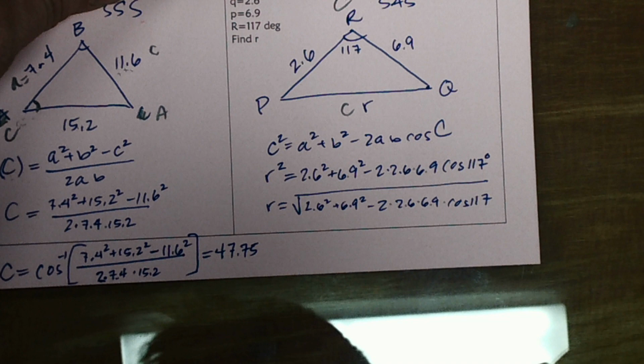This one doesn't need any fancy parentheses. 6, 9, cosine 117. All right, maybe did you get something? Just plug it in, calculate it, press enter once on your calculator. That's it. That's all you're allowed.